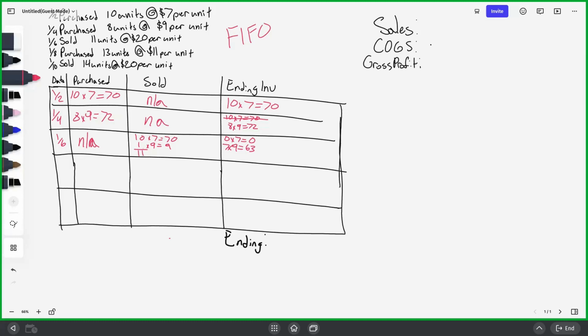This is usually the tip of the iceberg. So if you guys get this so far, you're doing great. Now we purchased 13 units at $11. So that's 143. We have sold nothing. And we're just going to keep continuity by bringing that 0 down. You don't have to, but just for fun, I am.